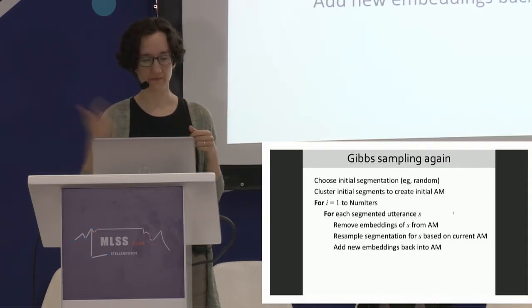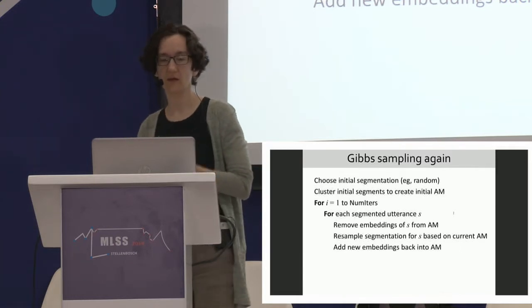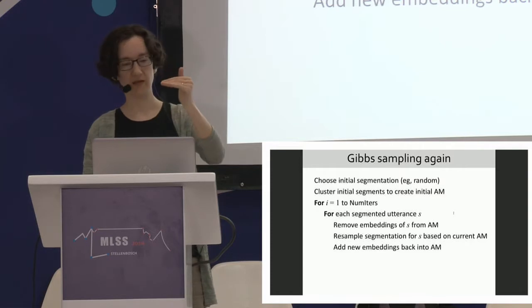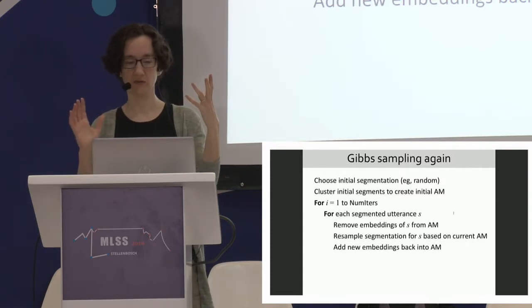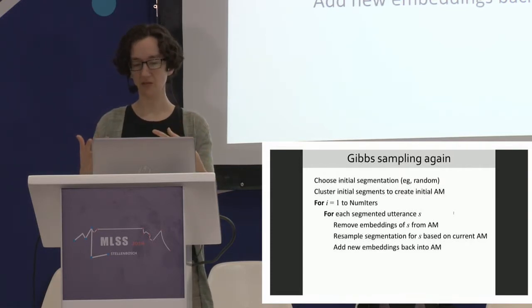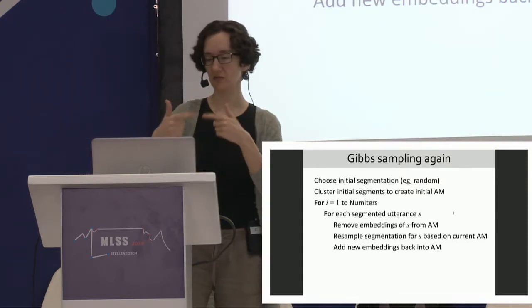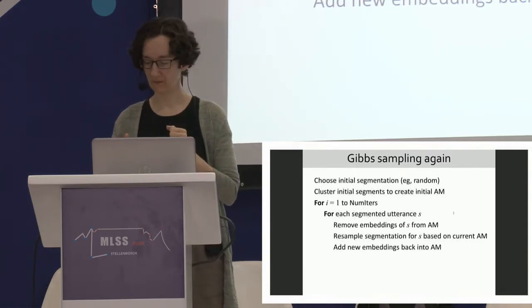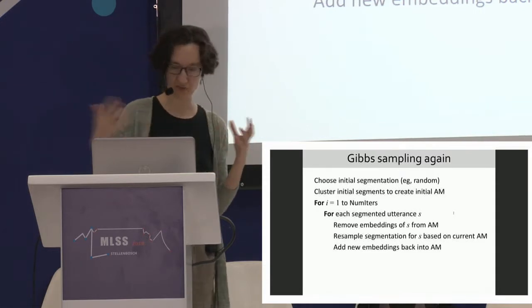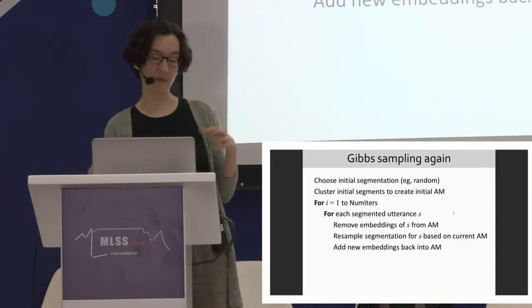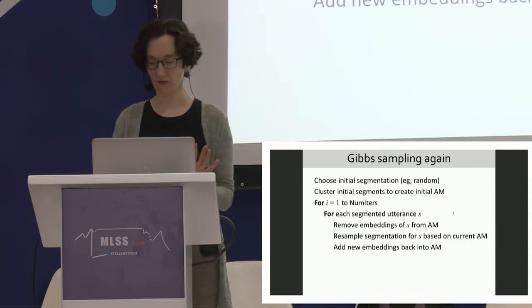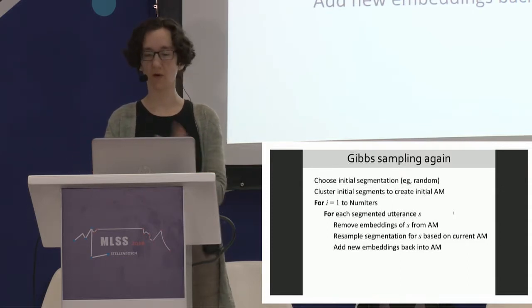And then we're going to iterate a lot. Every time we iterate through the whole data set, we'll choose each segmented utterance. We'll remove the embeddings of that segment from our acoustic model, resample its segmentation, and then add the new embeddings back into the acoustic model. So this is sort of jointly learning the segmentation and the acoustic model. And you can imagine that this is computationally fairly expensive. It was not easy to implement, and so initially we were like, okay, let's just try this on a really small test case to figure out if this works at all.